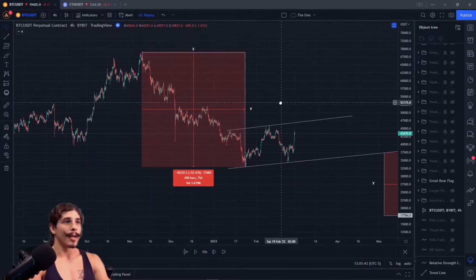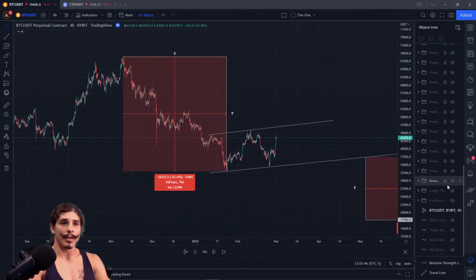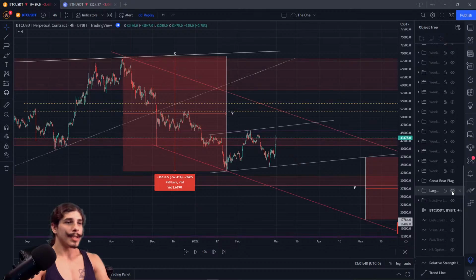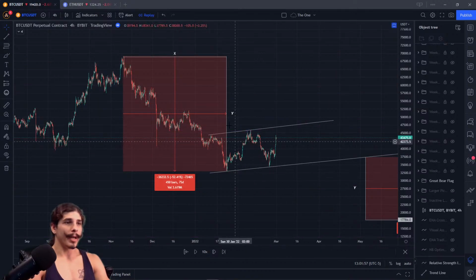So we see that price is attempting to, let me just put on some active structure, larger picture. We see that price is going to be coming up against this downtrend. Here I think is actually where it meets some of that resistance, but it's forming an uptrend channel.